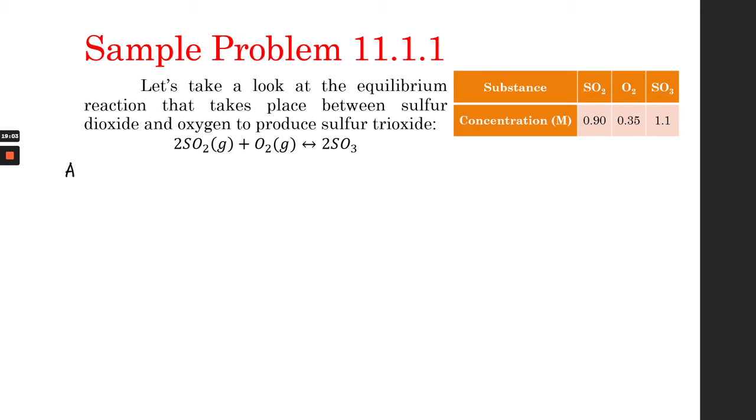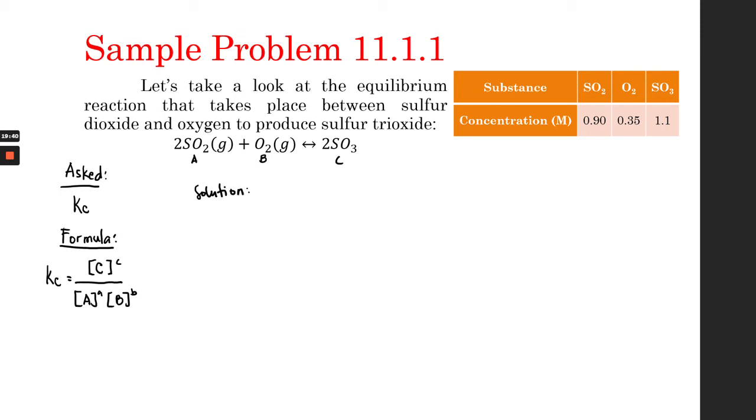What we just want to write now is, since we are being asked what is the equilibrium constant, the formula that we have to use is the formula that I showed you earlier. So you would have Kc is equal to the molar concentration of C divided by the molar concentration of A raised to a, times the molar concentration of B raised to b. Now let's try this solution.